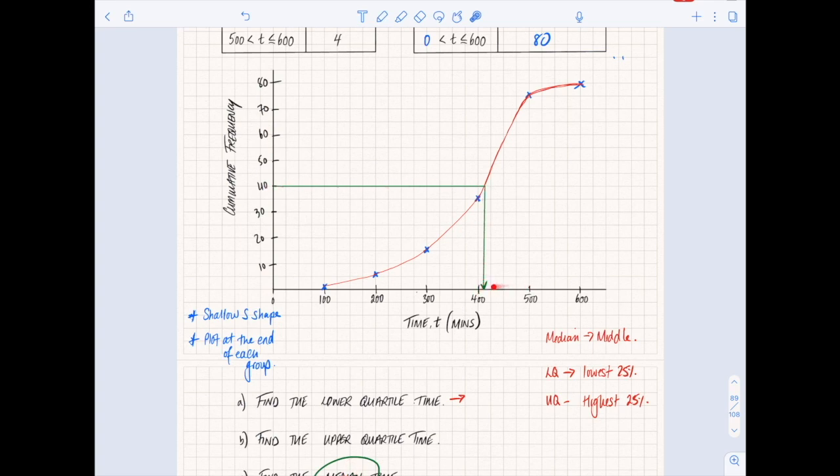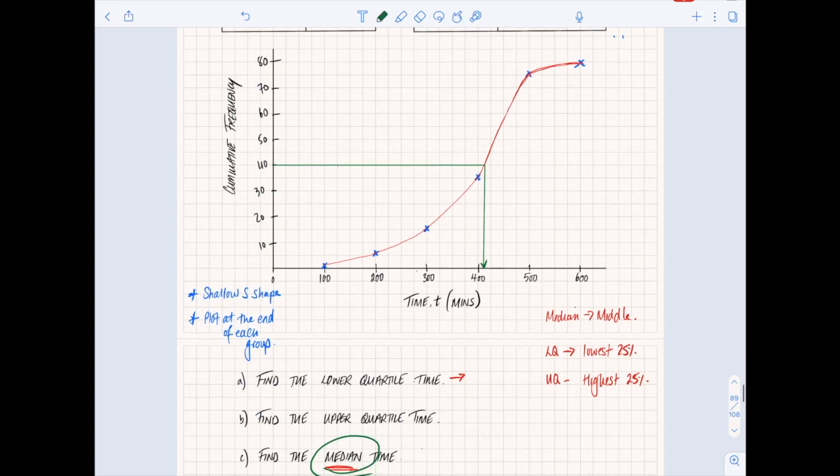Now look at my scale quickly. That's 400, so that's 425, 450, 475, 500. So that would be 425. It's roughly halfway or just slightly below halfway from 400 to 425. So I could say it's around about 412.5 minutes. There would be a range that you would be allowed. So the median time that pupils spend on their phone is 412 and a half minutes.